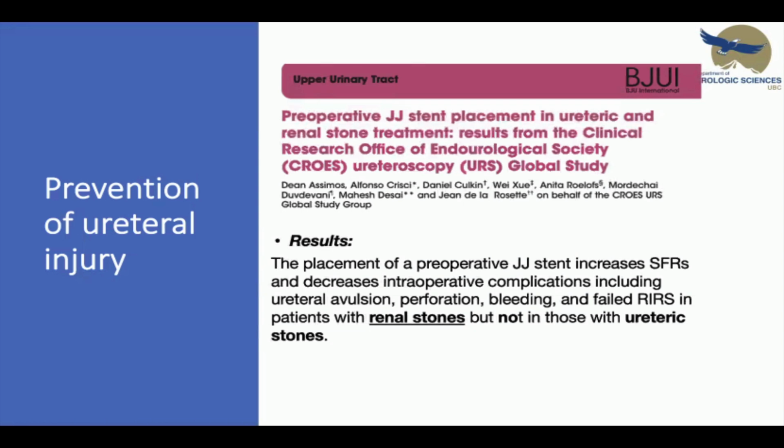This is a really interesting global study that analyzed prospective data from 114 centers around the world of patients treated by ureteroscopy to evaluate the effect of preoperative stenting on perioperative outcome according to the stone location, whether ureteral or renal stones. And they found again that preoperative stenting increases the stone-free rates and decreases intraoperative complications, including ureteral avulsion, perforation, bleeding, and failed ureteroscopic procedure in patients with renal stones, but not in those with ureteric stones.